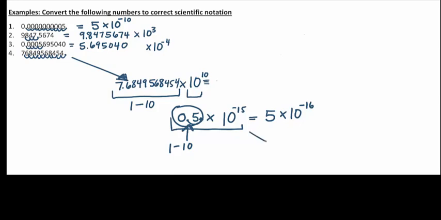So what I've actually done here is when I moved it 1 place to the right, I had 5 times 10 to the minus 15. Moving it that 1 place to the right gave me another power of 10 to the minus 1. When I add my exponents of like bases, I wind up with 5 times 10 to the minus 16. Okay, we will be using scientific notation and conversion factors and other problems throughout the semester.